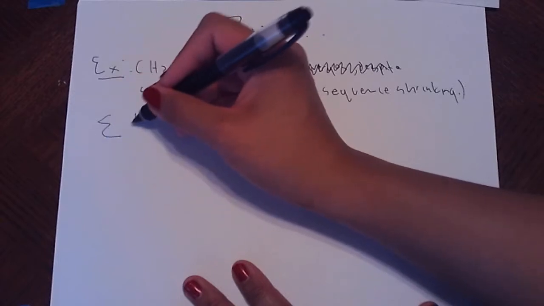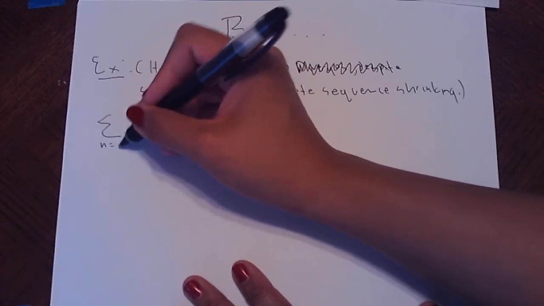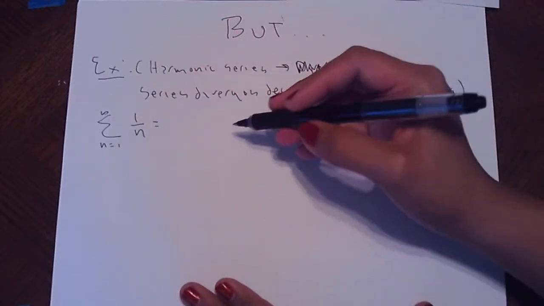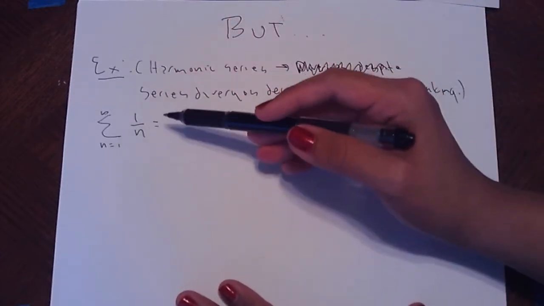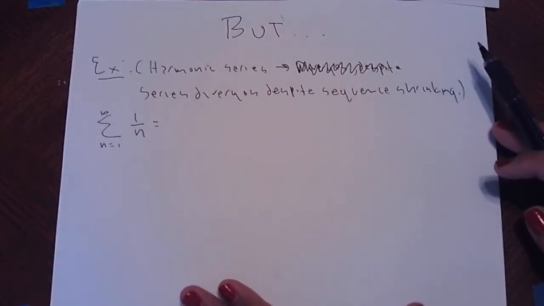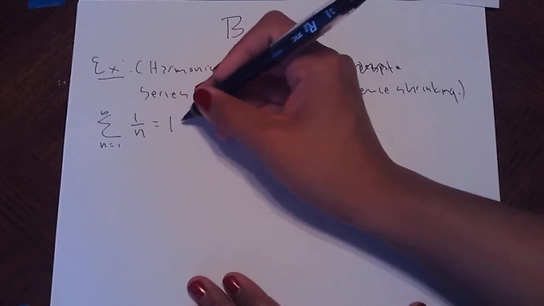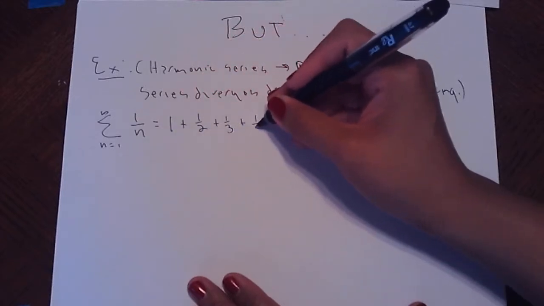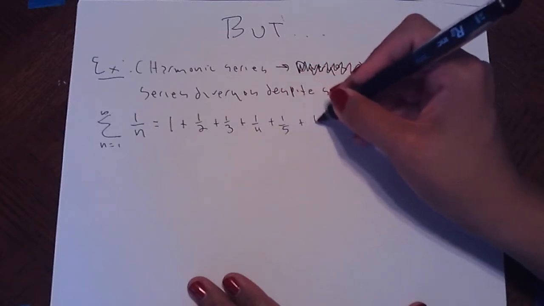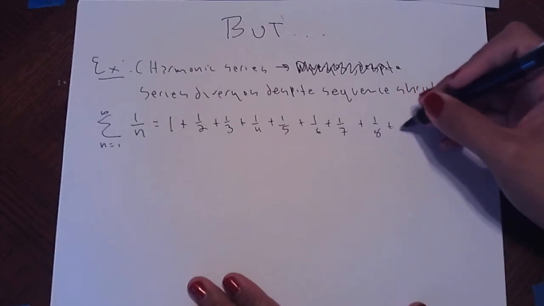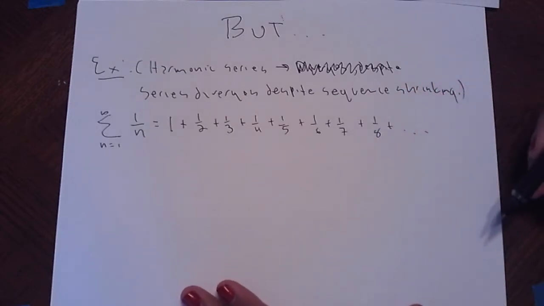Okay? This guy is when I add up everything of the form 1 over n. So this will be like 1 plus a half plus a third plus a fourth plus a fifth plus a sixth, and so on and so forth. I'll go ahead and write this out. 1 plus a half plus a third plus a fourth plus a fifth plus a sixth plus a seventh plus an eighth plus, hopefully we'll get the pattern here.